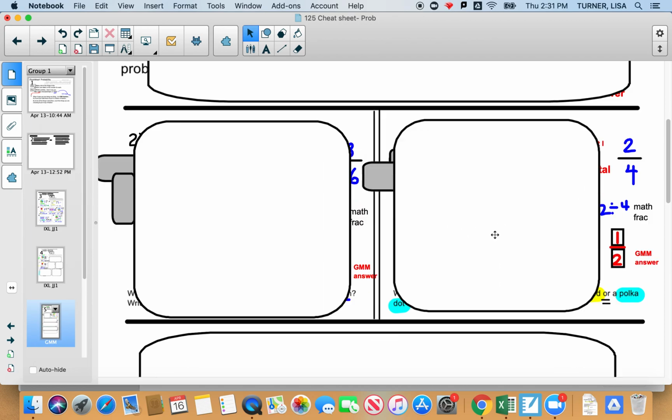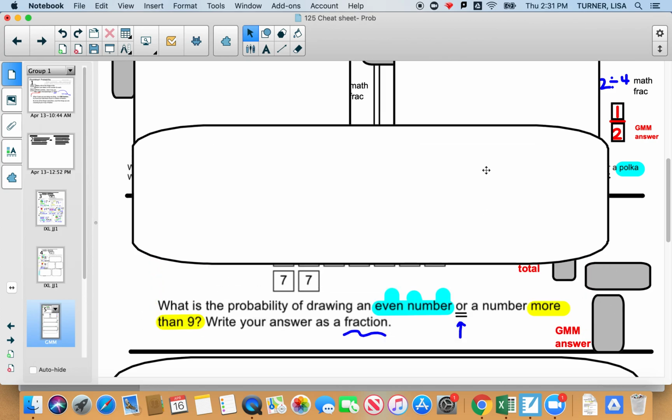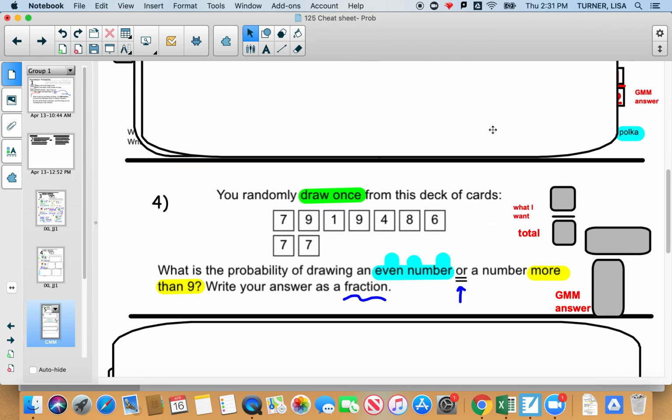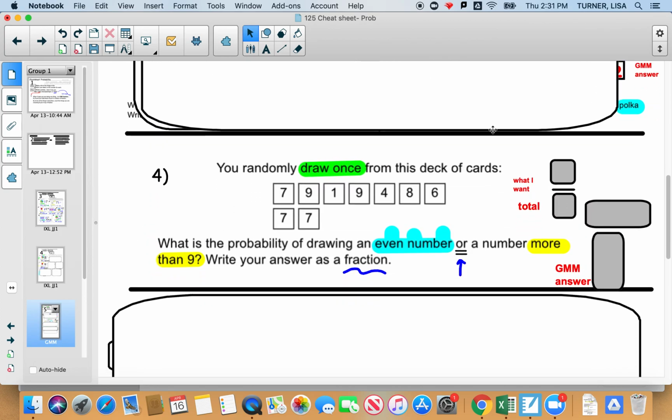And number 4, giving you a variety. These get a little bit more complicated, but not too much. You randomly draw once, so I'm going to use one fraction again. And now it's going to give us pictures of cards. And I'm going to tell you they're always in groups of 7. So there's 7, 8, 9 total. You can count them one by one. 9 total cards. And what do they want the probability of?